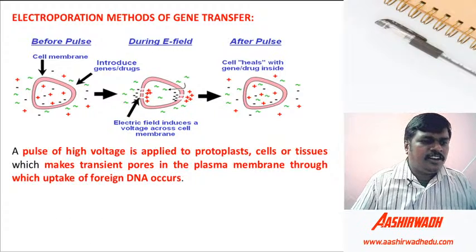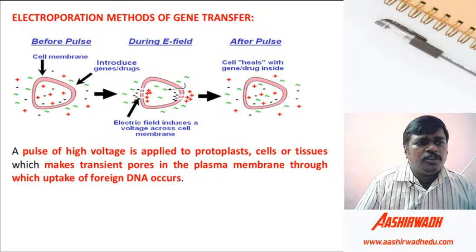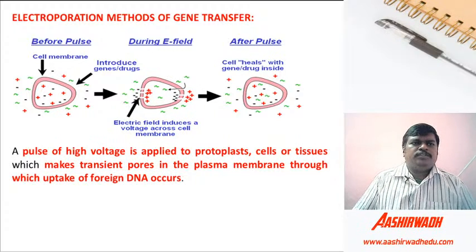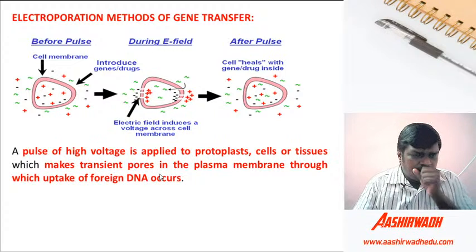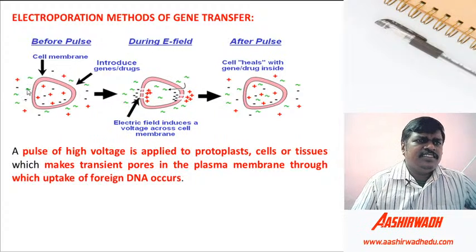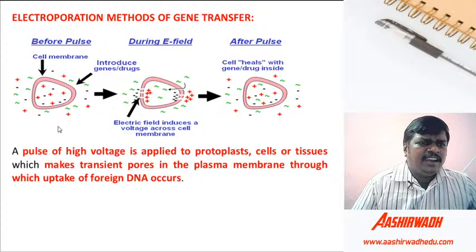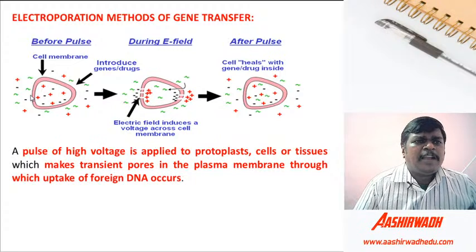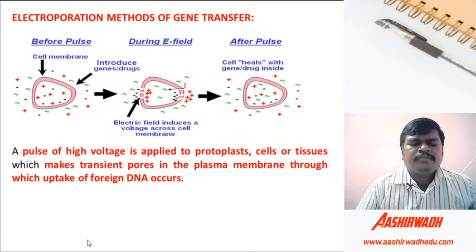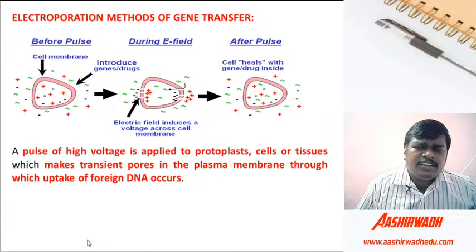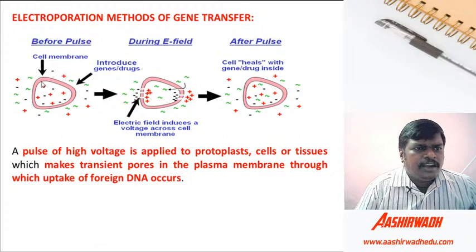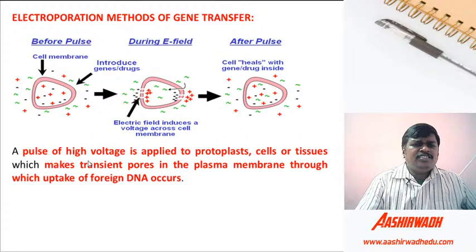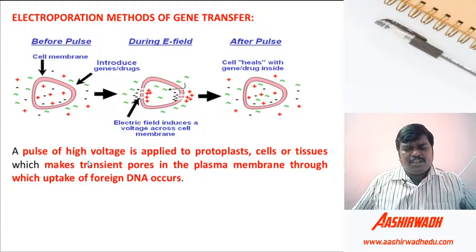And the third method is called the electroporation method of gene transfer. So here, we can see that this is the cell, which contains the plasma membrane. This plasma membrane, we know, is a selectively permeable membrane. In order to transfer the genes into the cell, a pulse of high voltage is applied to the protoplast or a cell or a tissue.